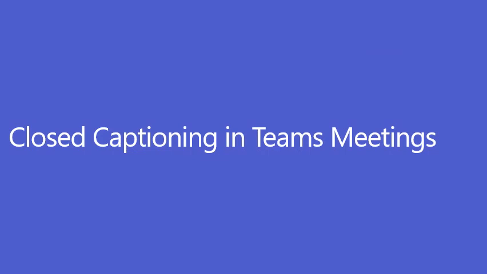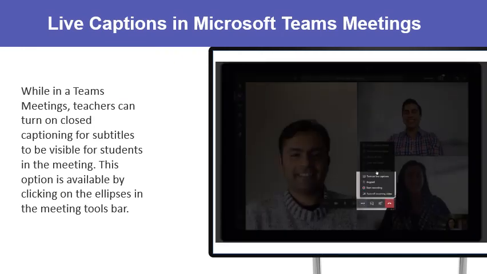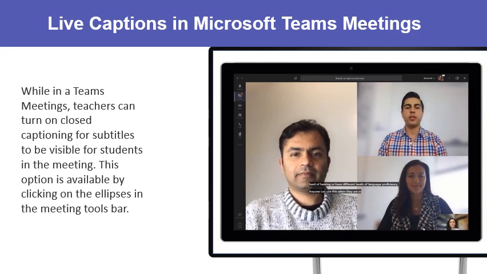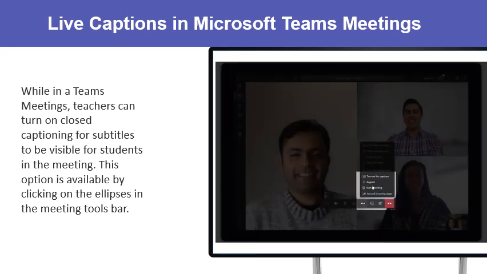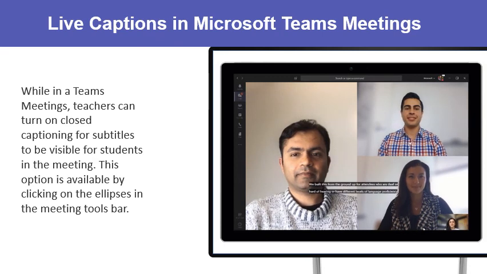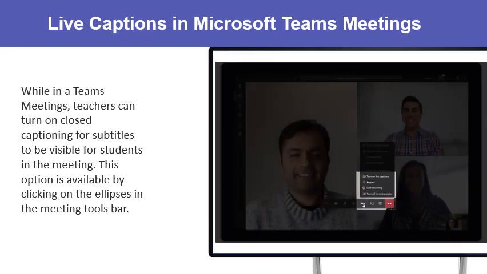Live captions and subtitles are also a feature in Microsoft Teams meetings, which is an accessibility feature. While in a Teams meeting, teachers can turn on closed captioning for subtitles to be visible for students. This option is available by clicking on the ellipses in the meeting tools bar and turning on those subtitles. And this video clip shows an example of that happening.